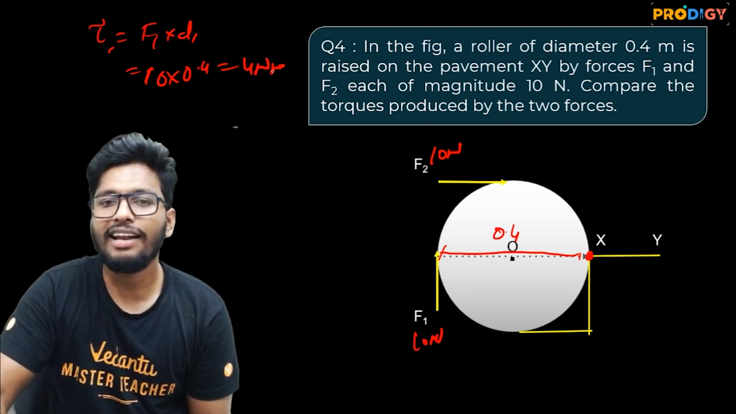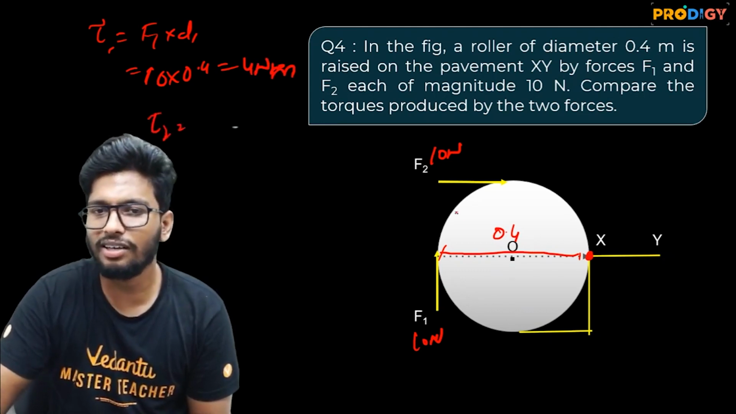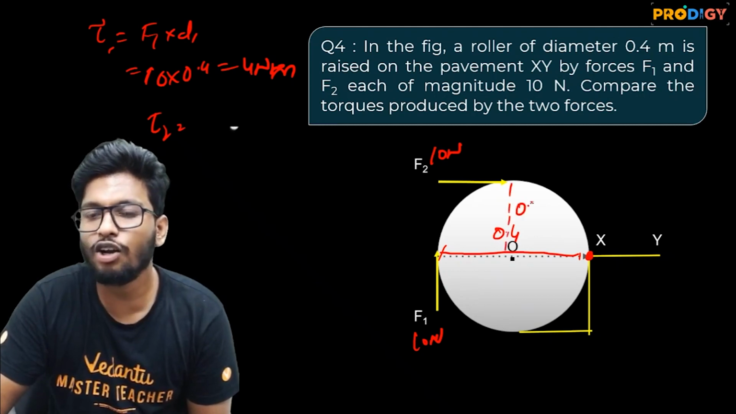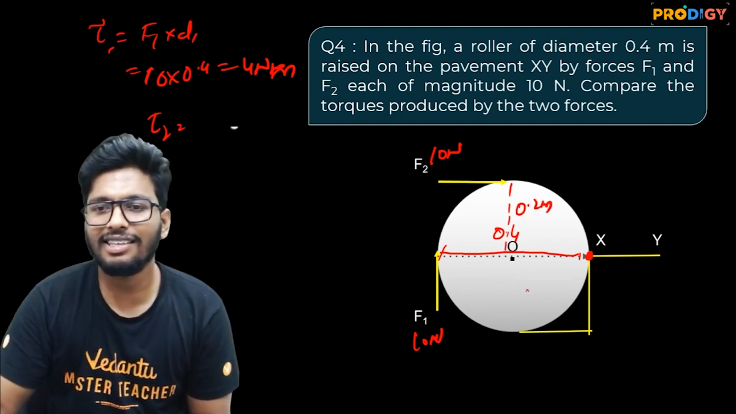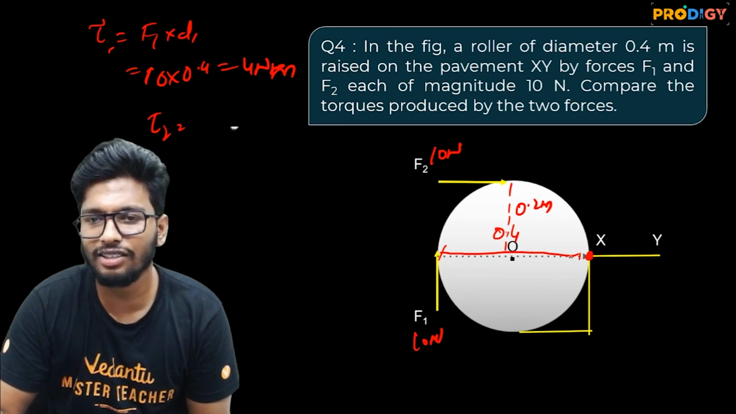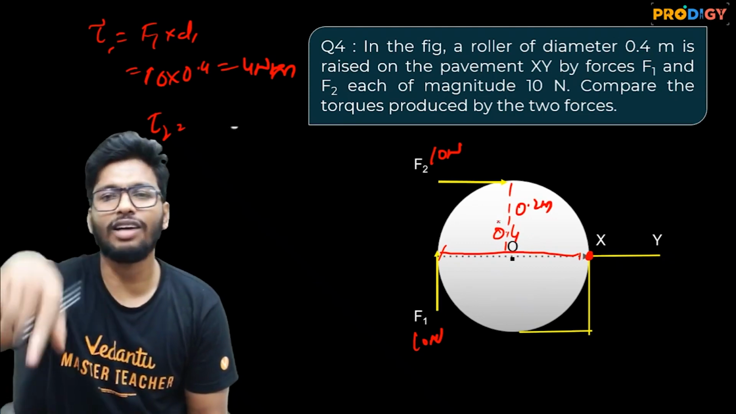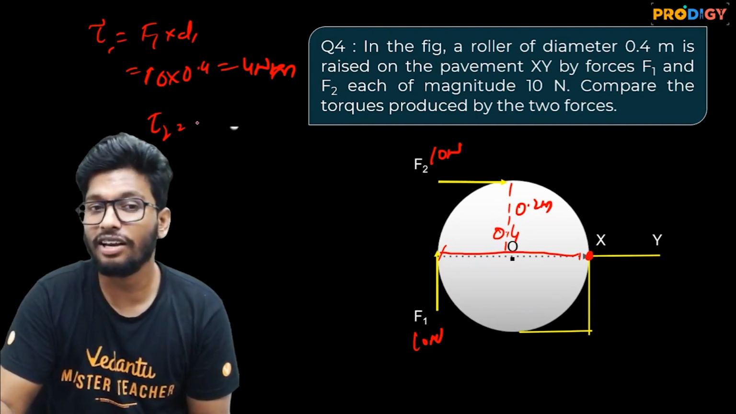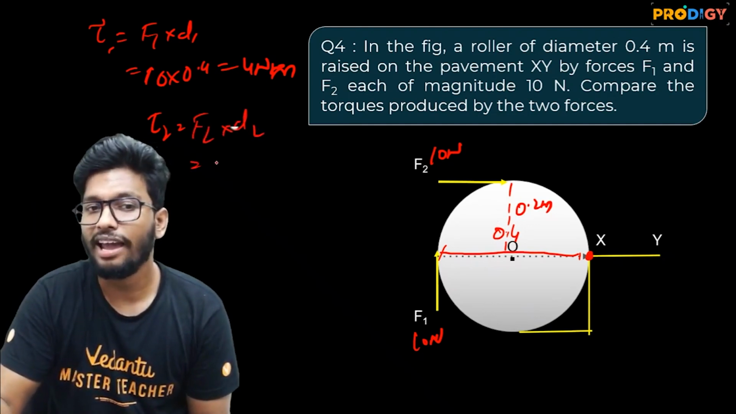meter. Now for Tau 2, which is for the force F2, the perpendicular distance is what? It's nothing but 0.2 meters, because this is the axis of rotation and this is the line of action of force. So when you calculate that, F2 into D2, F2 is again 10, D2 is 0.2. So you'll get 2 Newton meter.